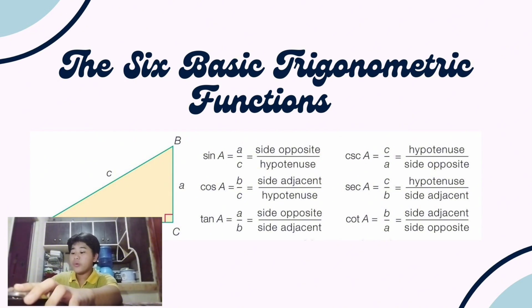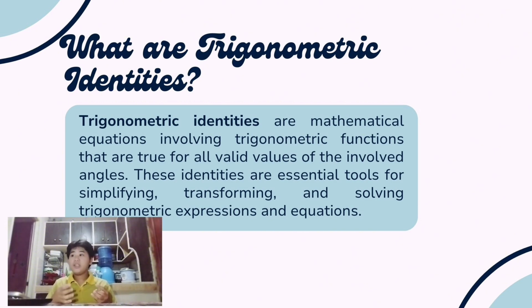Now let's move on to the trigonometric identity. What are trigonometric identities? Trigonometric identities are mathematical equations involving trigonometric functions that are true for all valid values of the involved angle. These identities are essential tools for simplifying, transforming, and solving trigonometric expressions and equations. We'll be using them later for simplifying trigonometric equations and also proving trigonometric equations.